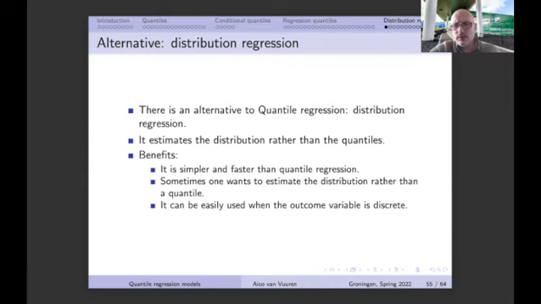Distribution regression still is more difficult than standard regression, but we do find that distribution regression generally is simpler and also faster. It's just, you could say, probit analysis, and that is much faster than what we have seen so far with respect to quantile regression.